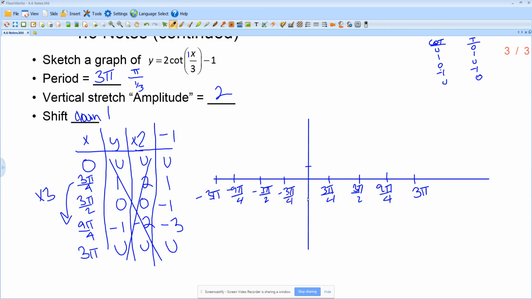Going from 1 to negative 1 to negative 3. And starting all the way to the left at the top of this list, I go undefined, 1, negative 1, negative 3, undefined. And notice that undefined is supposed to be happening at 0, and it is. 1, negative 1, negative 3, undefined.